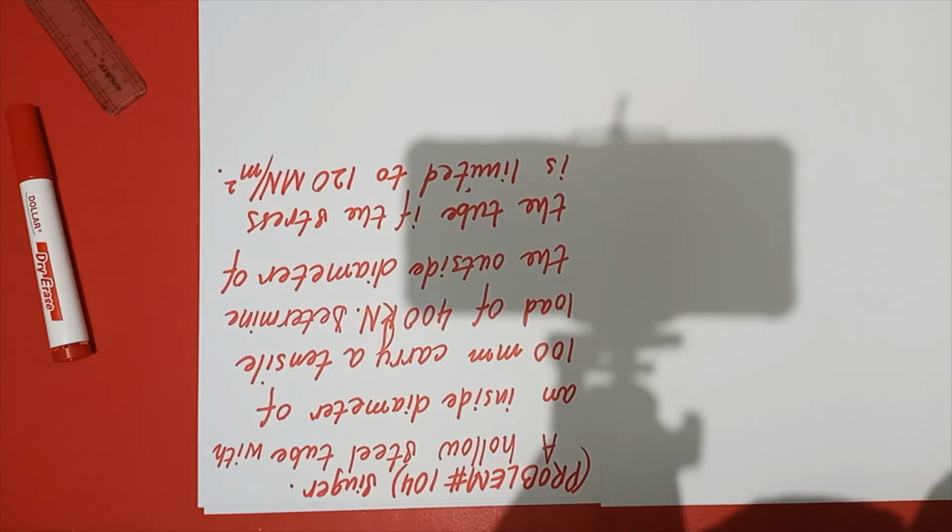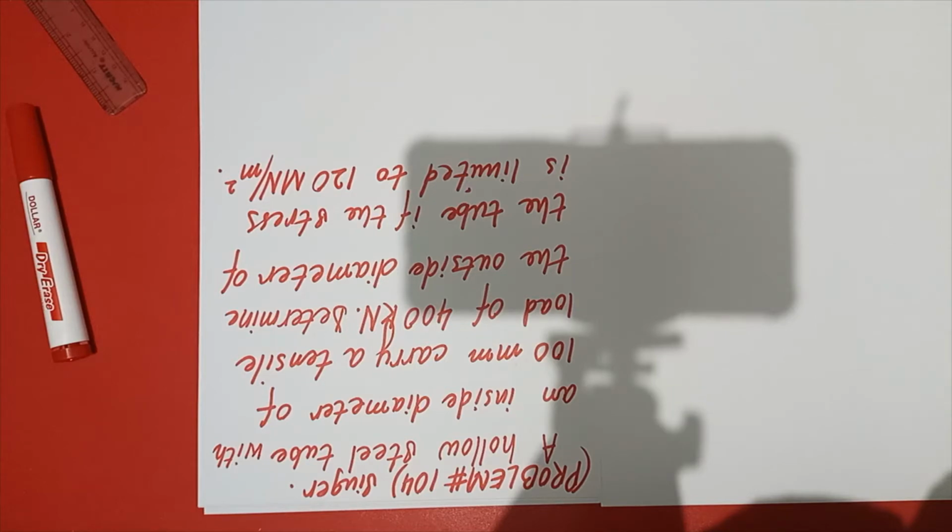In the question, a hollow steel tube with an inside diameter of 100 millimeter carries a tensile load of 400 kilonewton. So what does that mean? According to the question, there is a hollow steel tube. What does hollow mean? Hollow means there must be empty space at the center.